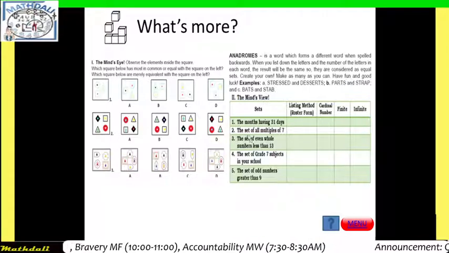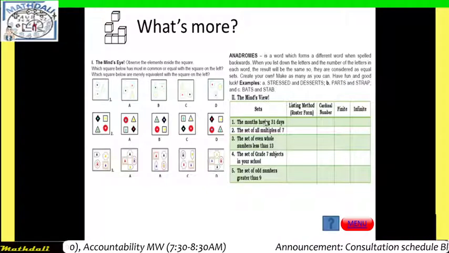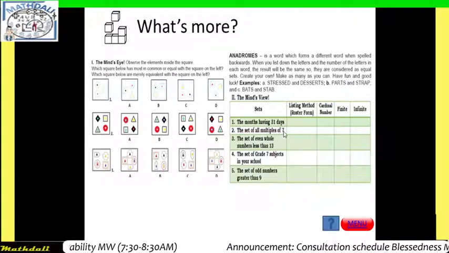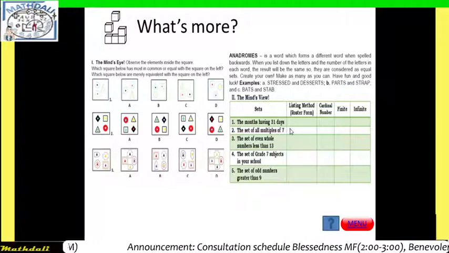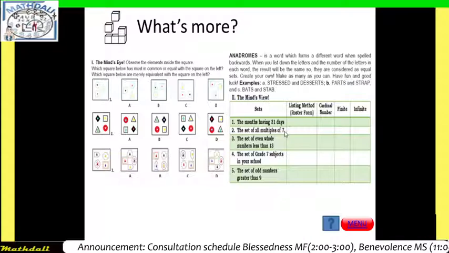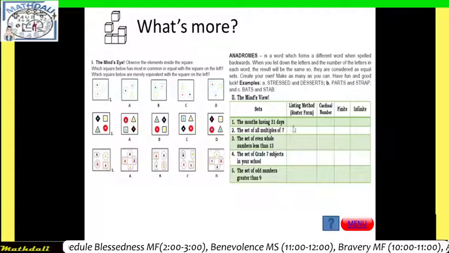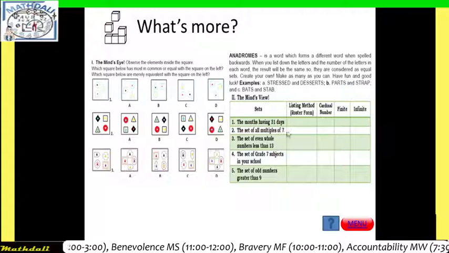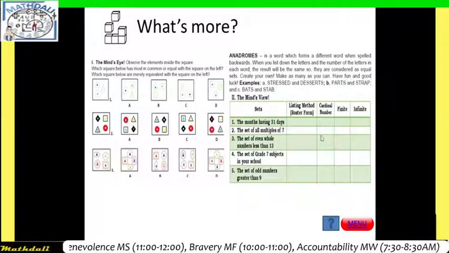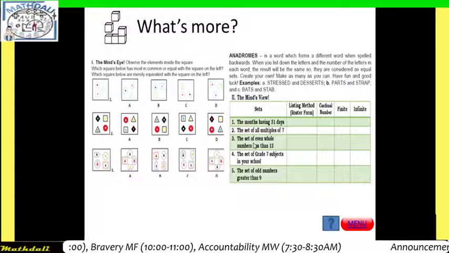Then, we have the set of all multiples of 7. Pagka sinabing multiple of 7, ano yung mga multiples ng 7? 7, 14. We're going to multiply this given number 7 by our counting numbers to identify kung ano yung mga multiples. 7 times 1, 7 yung multiple. 7 times 2, 14. Yung mga multiples. 7, 14, 21, so on.